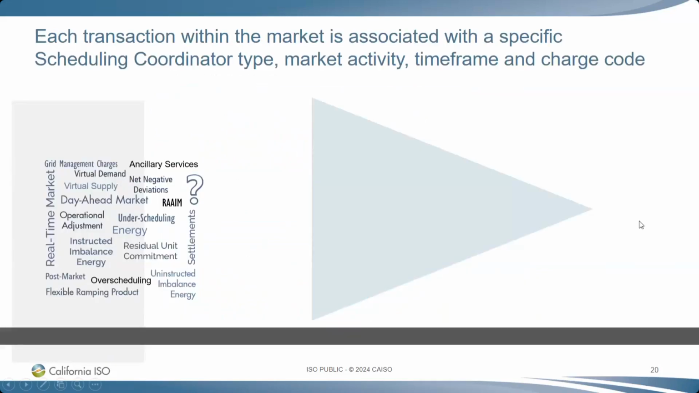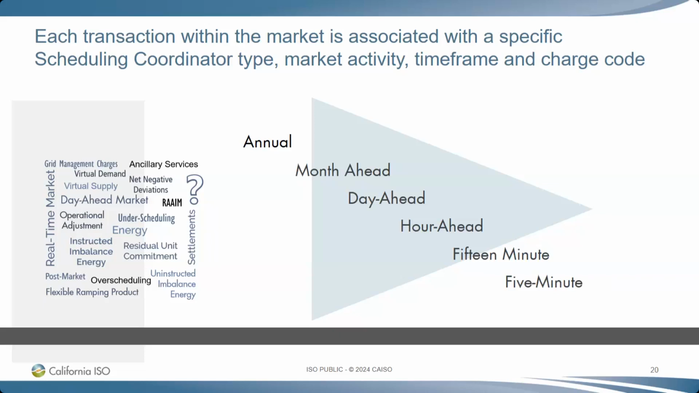And for each one of the processes that happen within here, we'd just like to point out, this is not a settlements class, but as you're running your resource, as an SC, you always want to think about how what you're doing is going to settle out. Because every transaction within the ISO, for each specific coordinator type, market activity, and time frame, has a charge code. So really think it through: there are annual, month ahead, day ahead, hour ahead, 15-minute breakdown, 5-minute breakdown. Just be mindful that there are settlement implications. At the end of the day, reliability trumps, but we do have systems in place to make sure that we're running the grid as financially efficient as possible, tying the monetary part together with reliability.